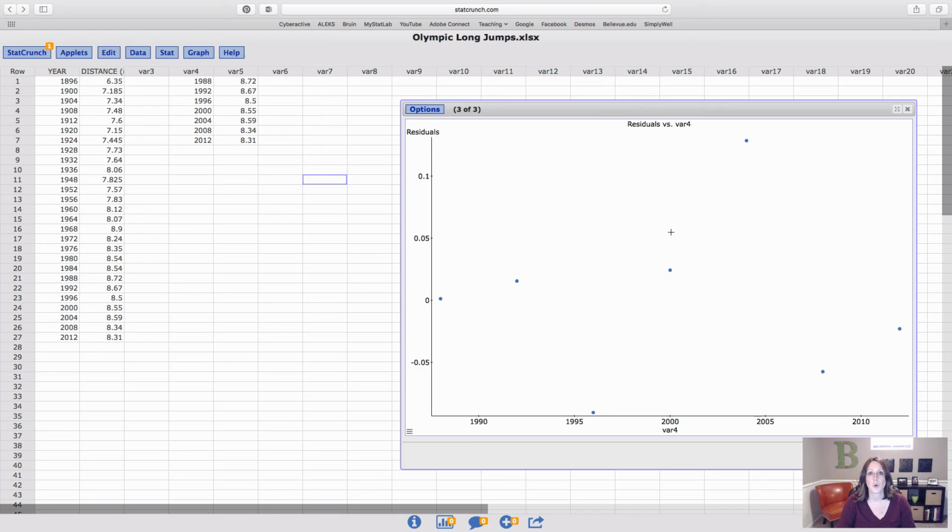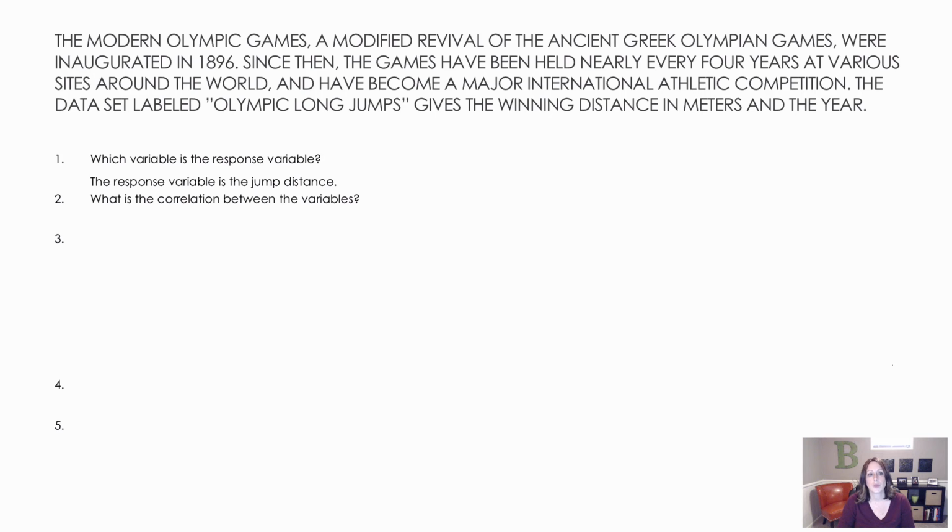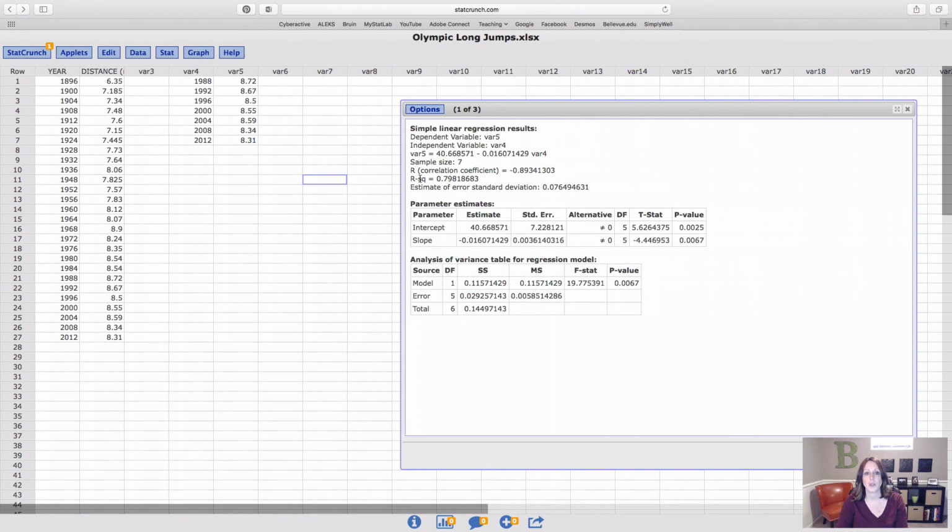So again, that's one way that you can handle it if you find that when you make your scatter plot, maybe it's not fitting the data quite the way you wanted it to. So yes, of course, the response variable is the jump distance. The correlation is 75%. It's actually 0.798 when I did just that second part of the data. And then my R value actually changed from positive to negative when I did that. So this is my first R value and correlation. And then if I go back to StatCrunch, I can see that my new R squared value is 0.798 and my new R value is a negative 0.89.